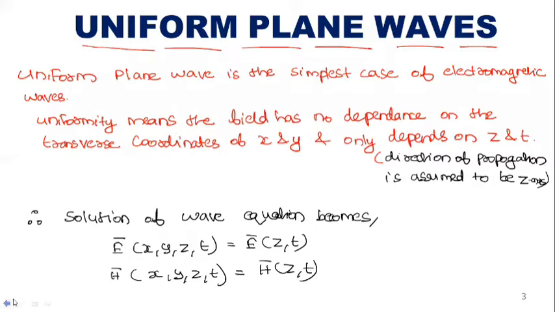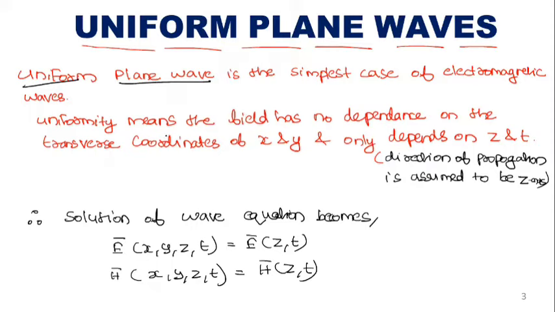Maybe you will get a theory question, or mostly they ask only derivations and numericals from here, but still we'll see, because anyhow they need to ask 20 marks from this module, right? So everything is important. This is a very small module. So uniform plane wave is the simplest case of electromagnetic waves. We have studied electromagnetic waves, which are a combination of electric and magnetic field, right?